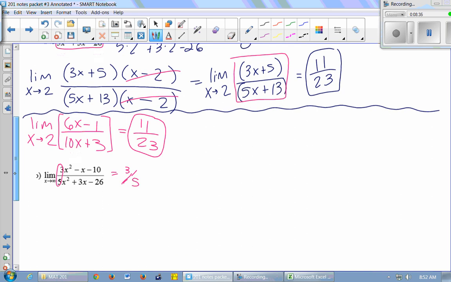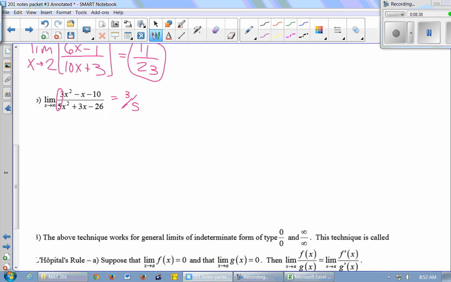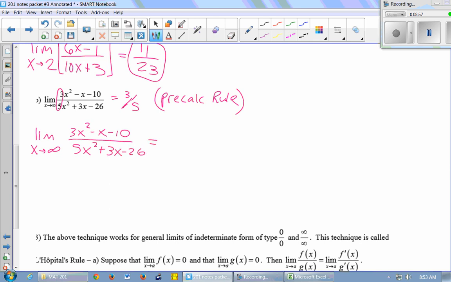But if I wanted to use L'Hopital's rule, I know that from a pre-calc rule, but if I actually tried to plug in infinity, the limit as x goes to infinity of 3x squared minus x minus 10. What happens to the numerator as x goes to infinity? It gets really big. And the denominator as x gets close to infinity also gets really big. Infinity over infinity is another indeterminate form.